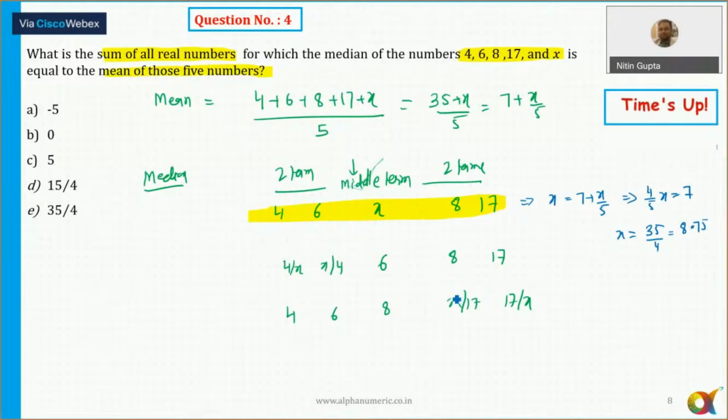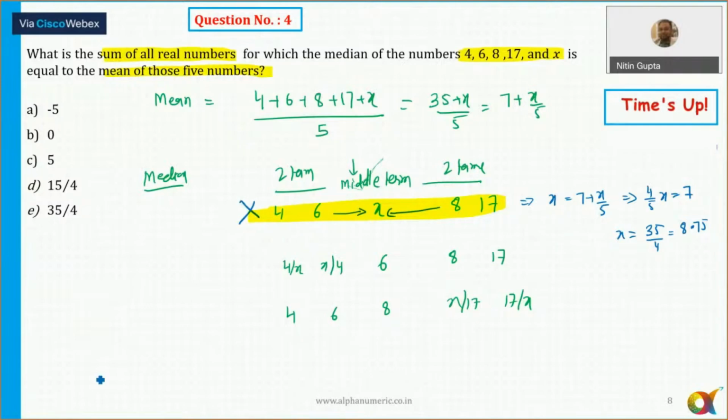But remember, in the first case x should be between 6 and 8. After solving, I'm getting 8.75. So is this case possible? Definitely no. This case is not possible, so number 1 is ruled out here.